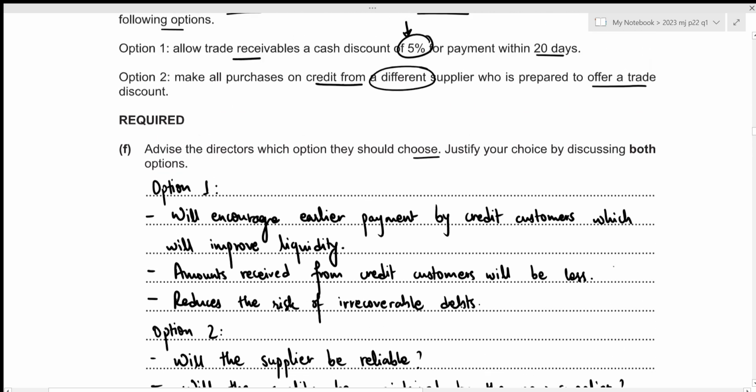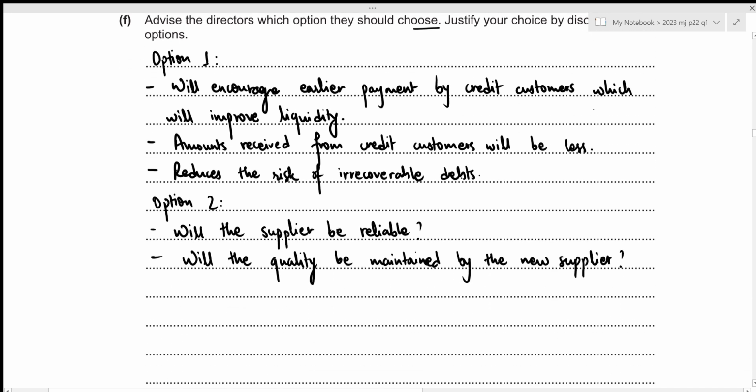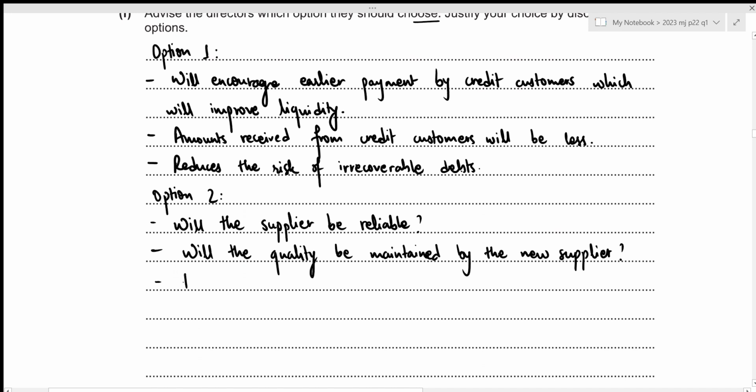But we are told that the new supplier is prepared to offer a trade discount, and if we are offered a trade discount, it means that our income will increase and the profit will increase as well. So might result in an increase in profit due to trade discount.